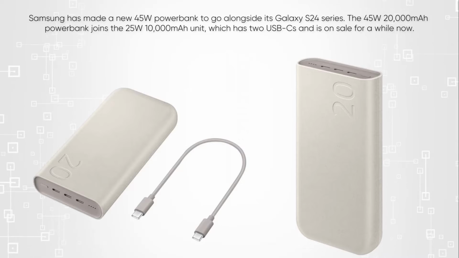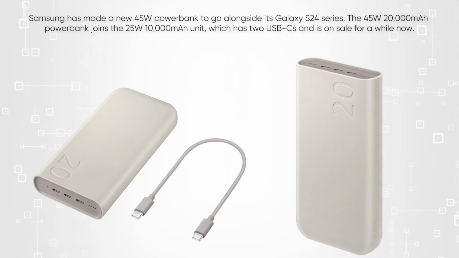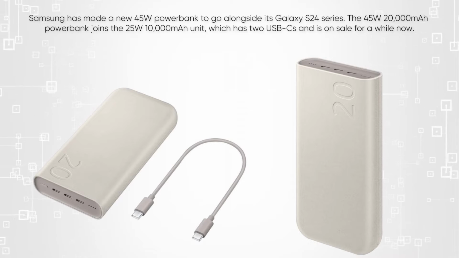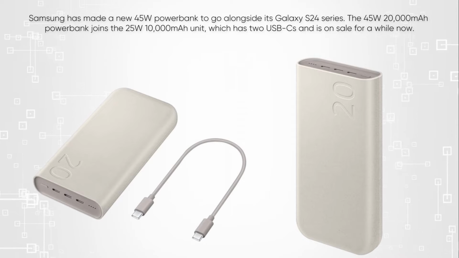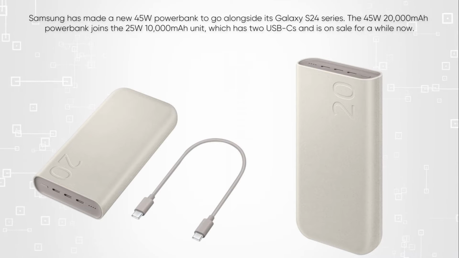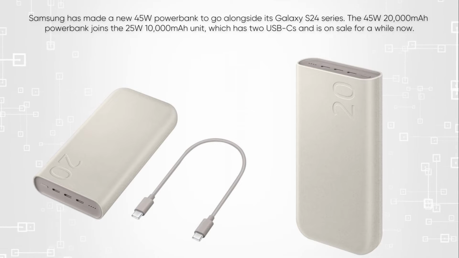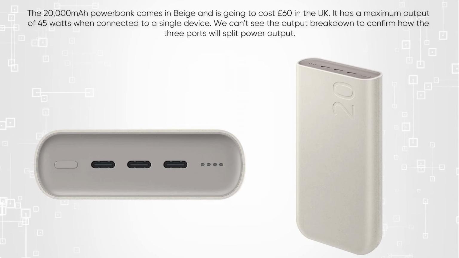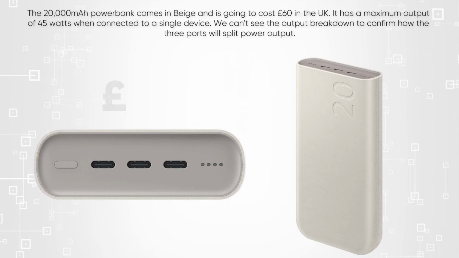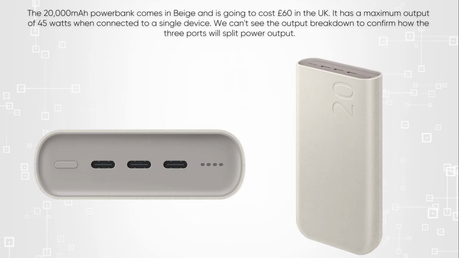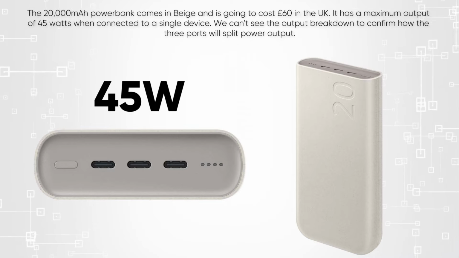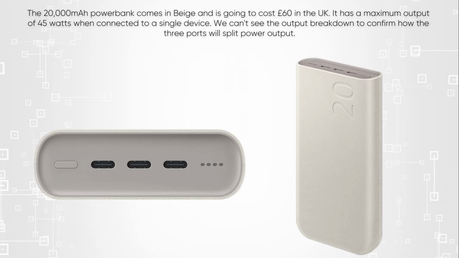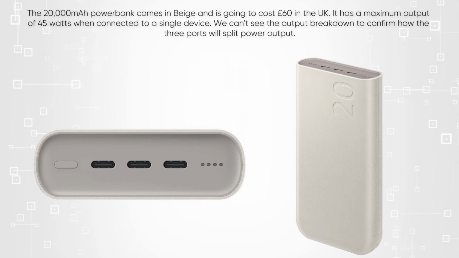In addition to that piece of news, Samsung has made a new 45-watt power bank to go alongside its Galaxy S24 series. The 45-watt 20,000 milliampere power bank joins the 25-watt 10,000 milliampere unit, which has two USB-Cs and has been on sale for a while now. The 20,000 milliampere power bank comes in beige and is going to cost £60 in the UK. It has a maximum output of 45 watts when connected to a single device. We can't see the output breakdown to confirm how the three ports will split power output.